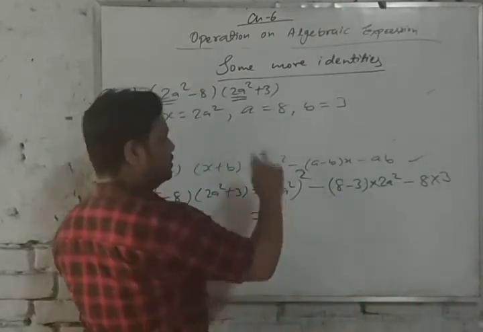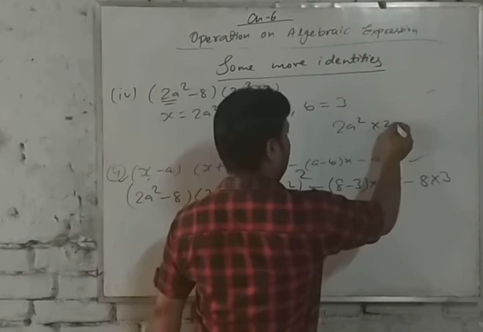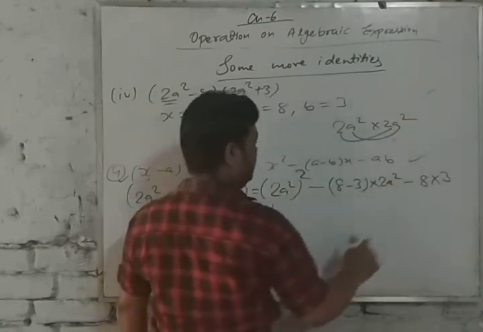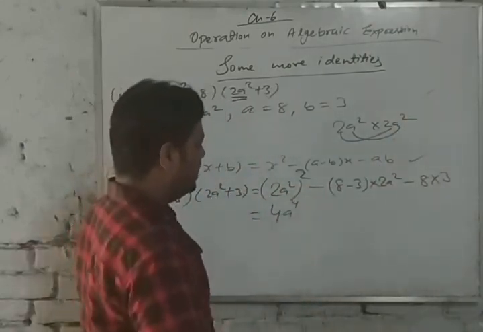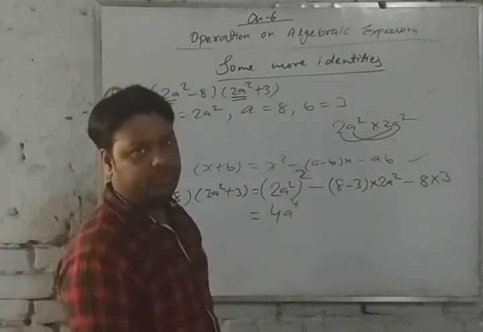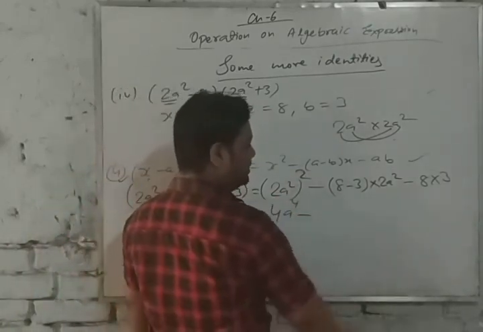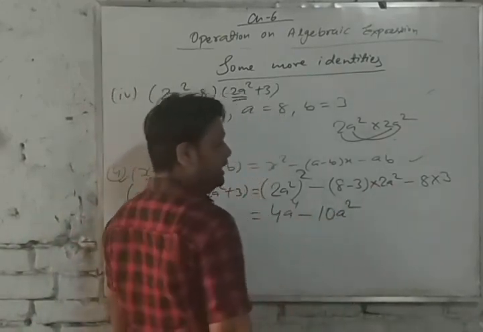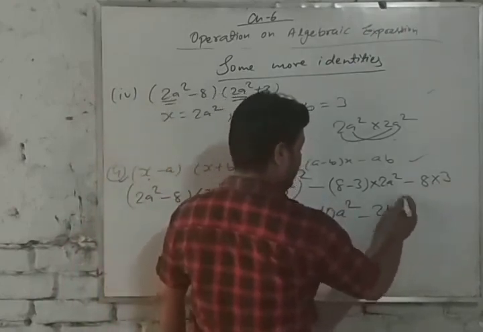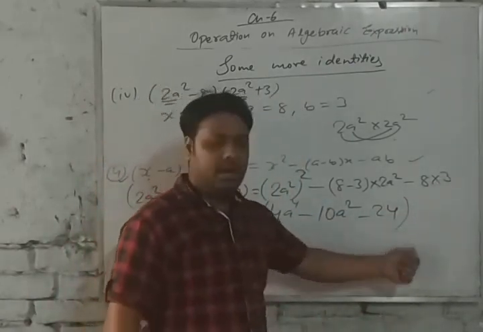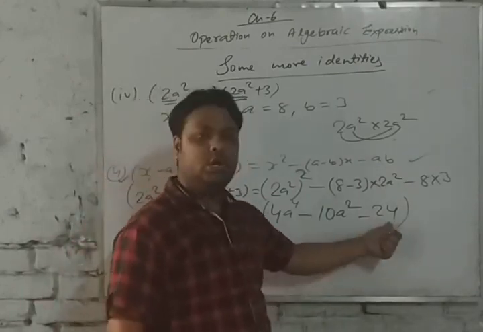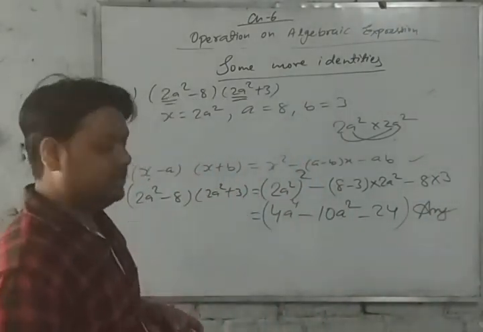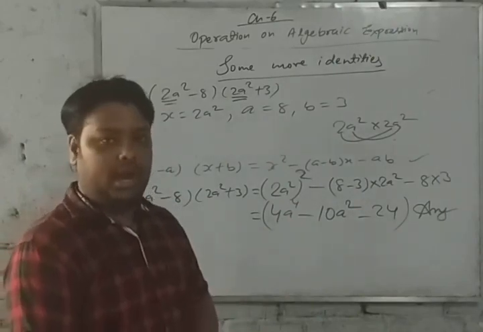Now solve it. 2a square squared means 2a square into 2a square. 2 times 2 is 4 and a square into a square, that is, we will add the exponents, that is a to the power 4. So 2 times 2 is 4. Okay. Now minus 8 minus 3 is equal to 5, then 5 into 2 is equal to 10 with variable a square. And minus 8 times 3 is 24. As you can see, all are unlike terms. It has power 4, it has power 2 and it is only the constant term. So this one will be answered by using the fourth and the last identity. Okay. I hope that you all have understood.